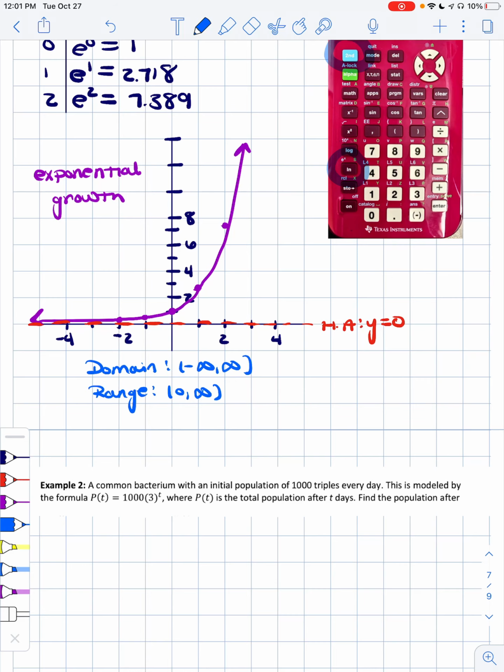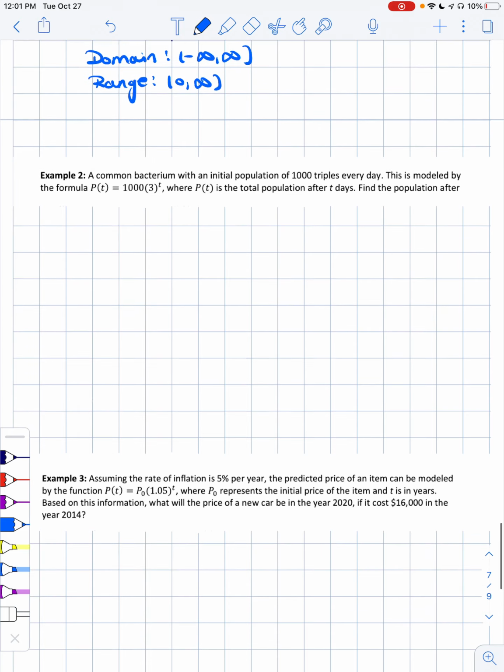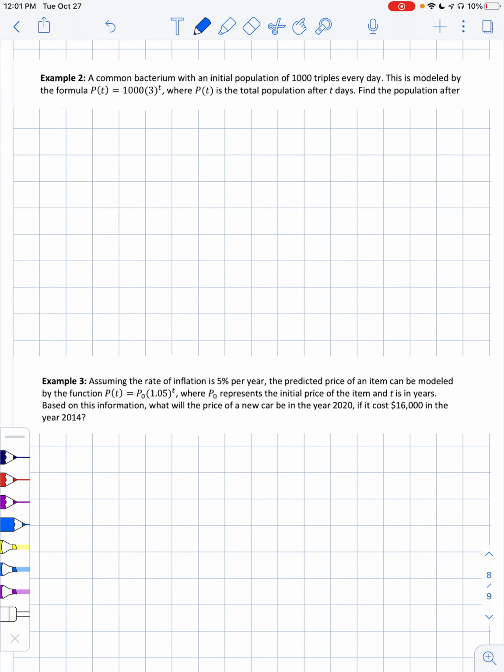So let's go ahead and look at a few application problems, because we haven't done any applications yet. Our first one, it's not using this natural exponential yet, but we're just looking at exponential functions in general. It says a common bacterium with an initial population of 1,000 triples every day. And this is modeled by this function here: 1,000 times 3 to the power of t. Now that makes sense because if it's an initial population of 1,000, our a value is 1,000, and it's tripling every day, which means our base is 3.